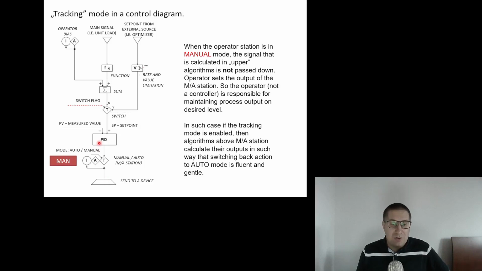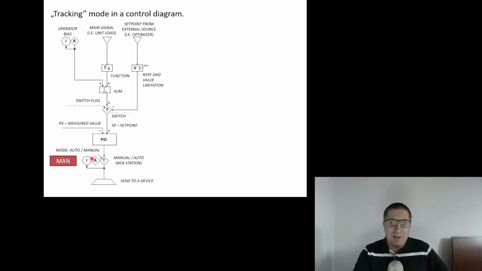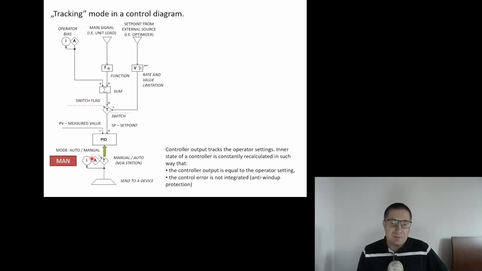Usually the PID controller in such a case should track the operator decisions. So we define tracking in the DCS. If we define tracking between the manual auto station and the PID controller, the inner state of the controller is constantly recalculated in such a way that the output of the controller is equal to the operator setting.